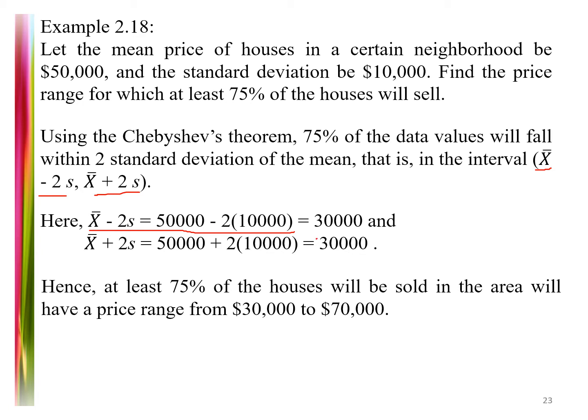Actually, this is 70,000, that was just a mistake. So we can say at least 75% of houses sold in the area will have a price in the range from $30,000 to $70,000. So this is a simple application of the Chebyshev inequality. In the next slides we are going to discuss the empirical rule, an extension of the Chebyshev inequality.